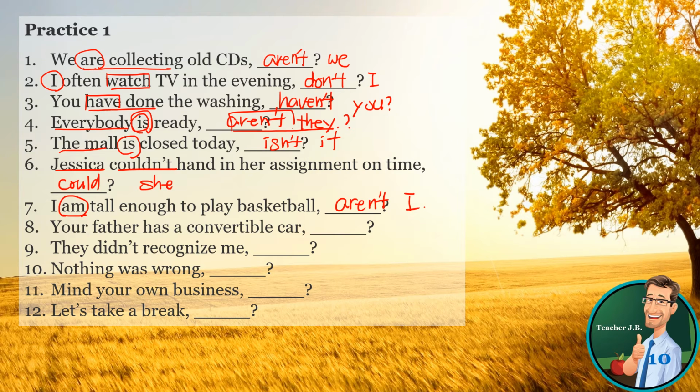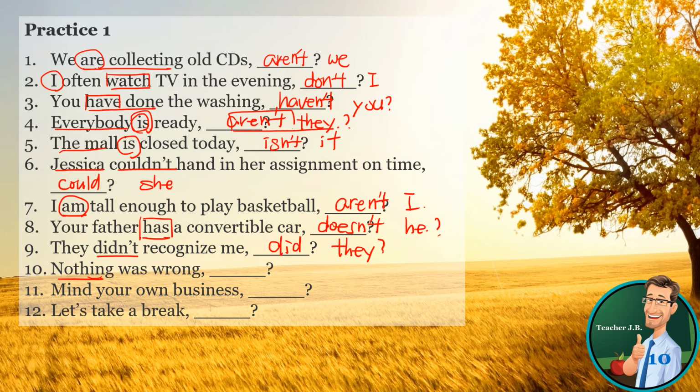Your father has a convertible car. So has, this is just main, it's not auxiliary. So we use does, doesn't he. Your father is he, right? Doesn't he? They didn't recognize me. So didn't, and then they. So we use a positive tag. Did they? Nothing was wrong.